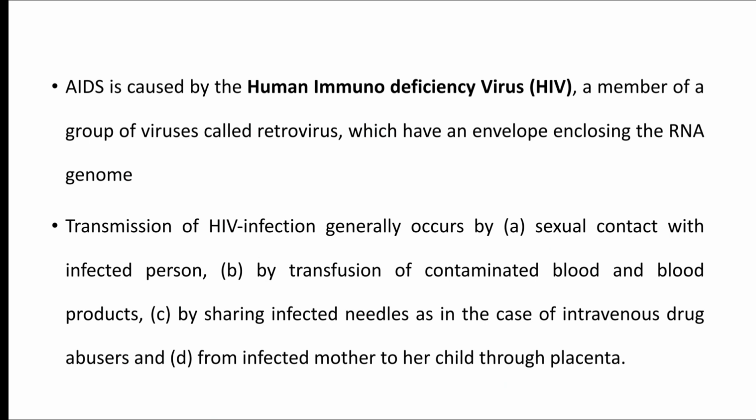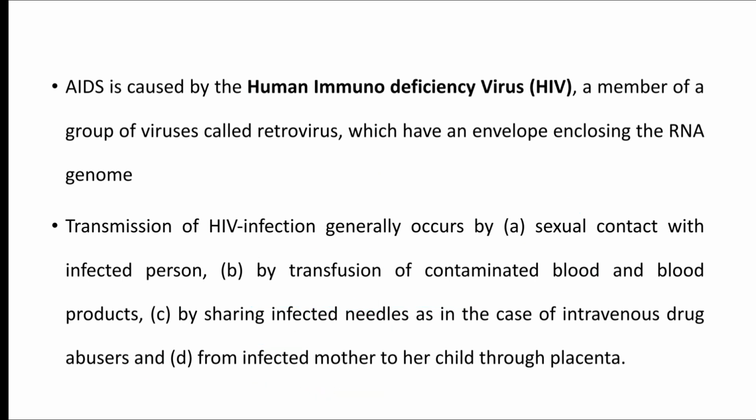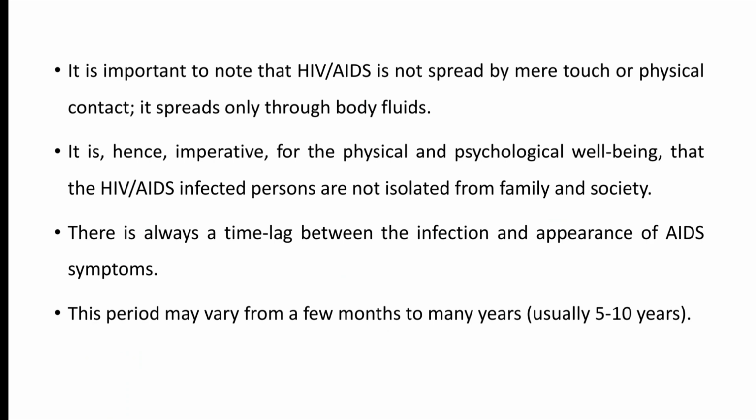Transmission of HIV infection generally occurs by sexual contact with an infected person, by transfusion of contaminated blood and blood products, by sharing infected needles as in the case of intravenous drug abusers, and from an infected mother to her child through the placenta. It is important to know that HIV AIDS is not spread by touch and physical contact. It only spreads through body fluids. Hence, for physical and physiological well-being, HIV AIDS infected persons should not be isolated from family and society.